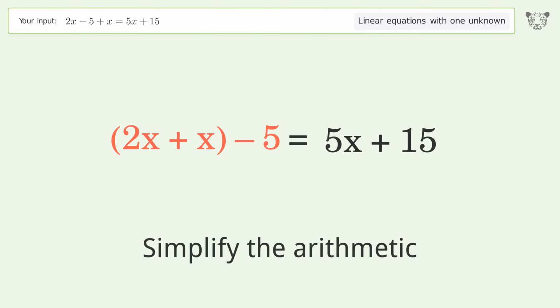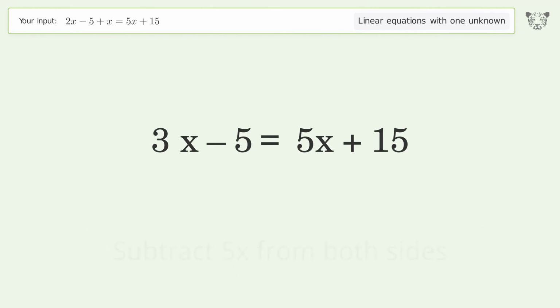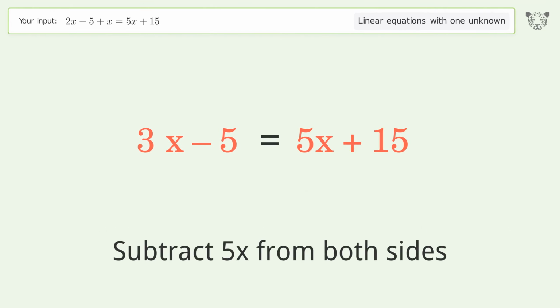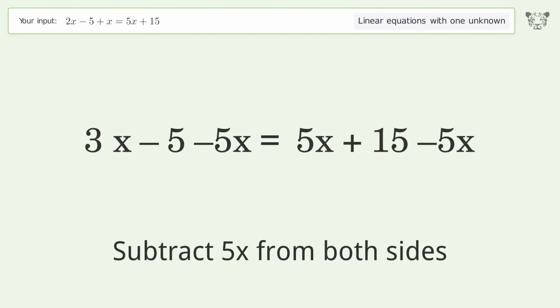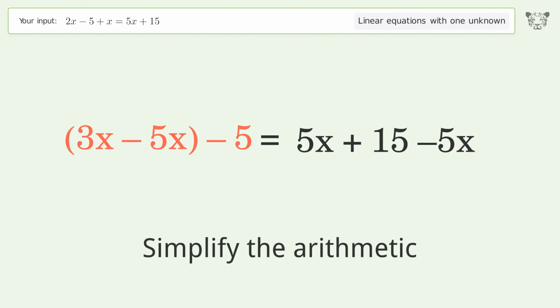Simplify the arithmetic. Group all x terms on the left side of the equation. Subtract 5x from both sides. Group like terms. Simplify the arithmetic.